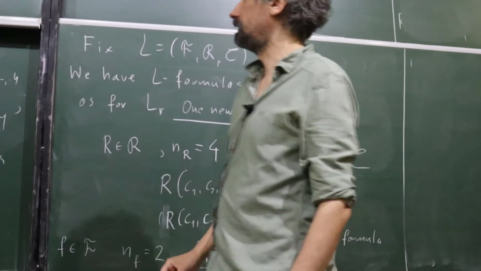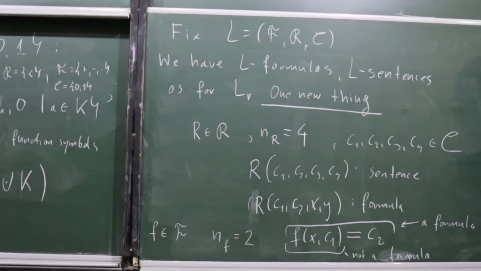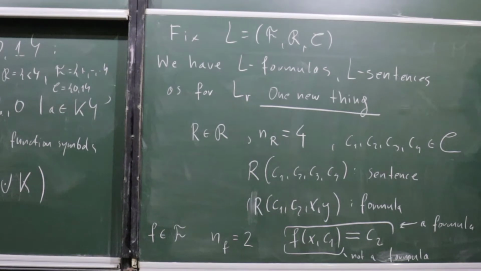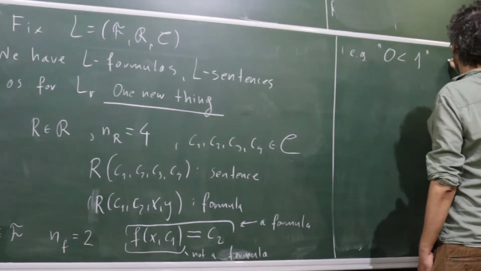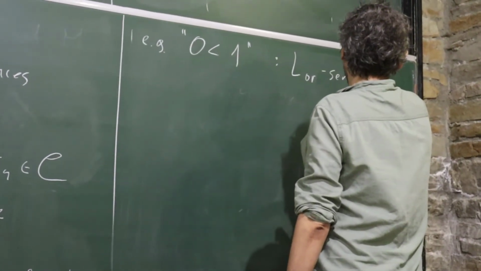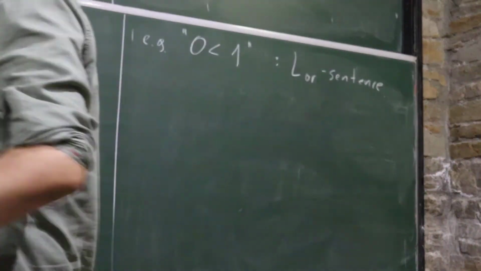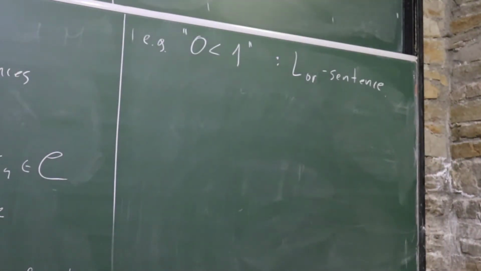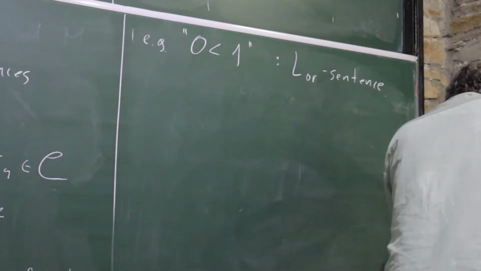So, okay. So even more, e.g., this is an L sentence, because this is a binary relation symbol, which may be true. Okay, about the truth I didn't talk yet.